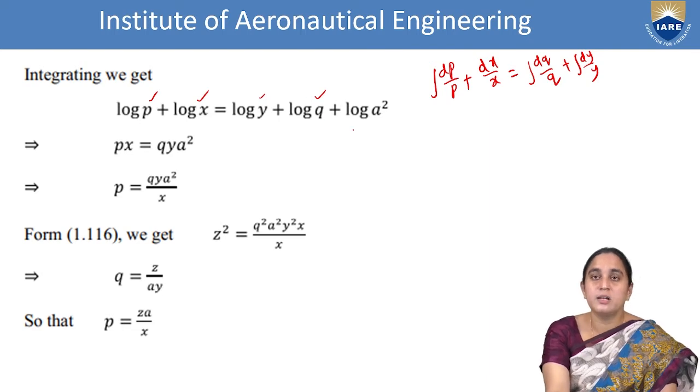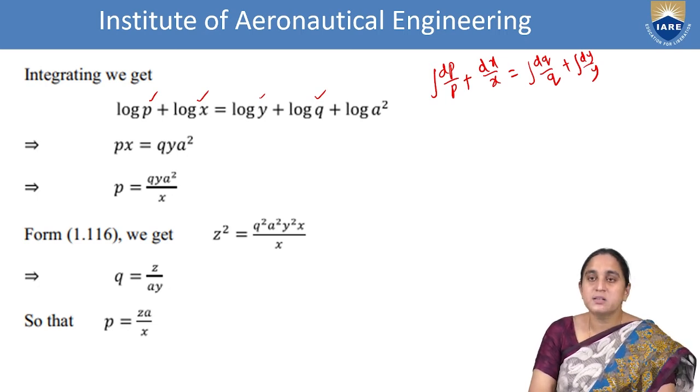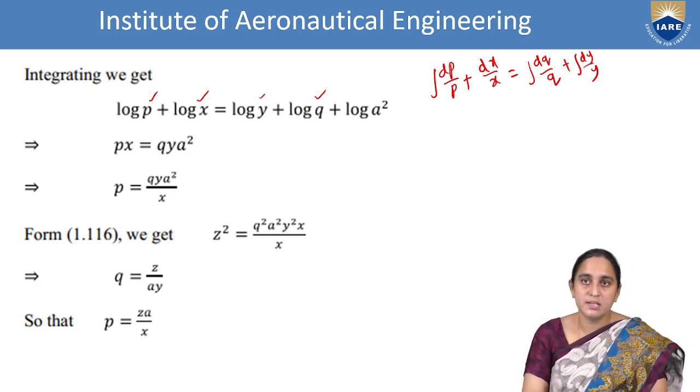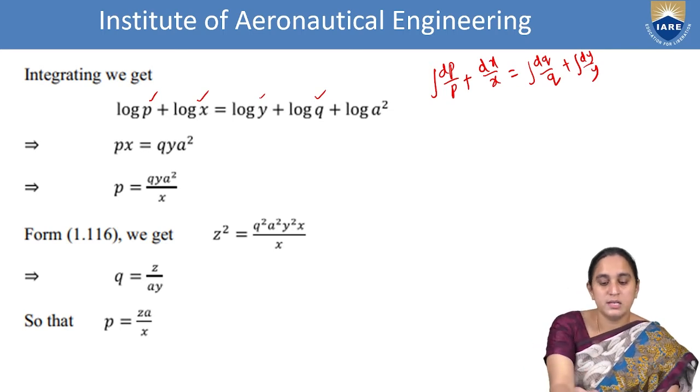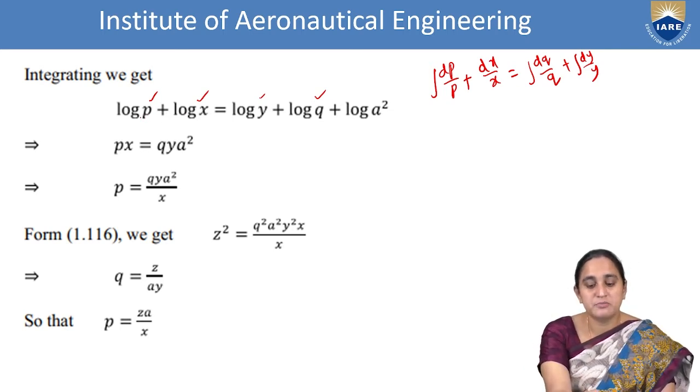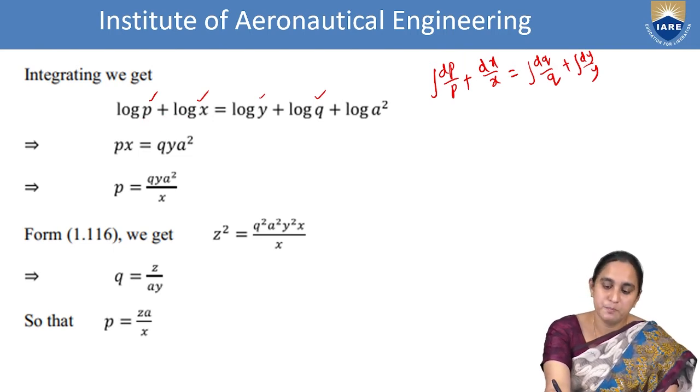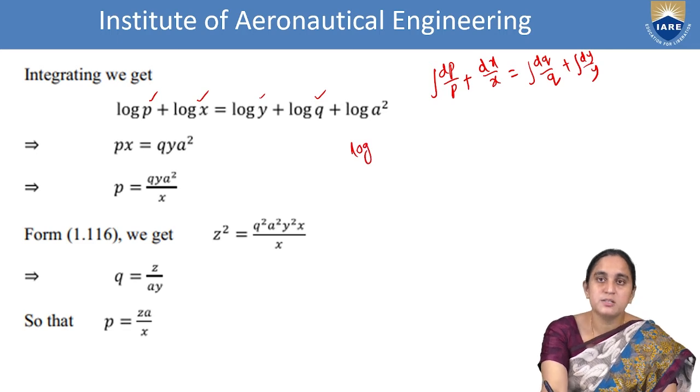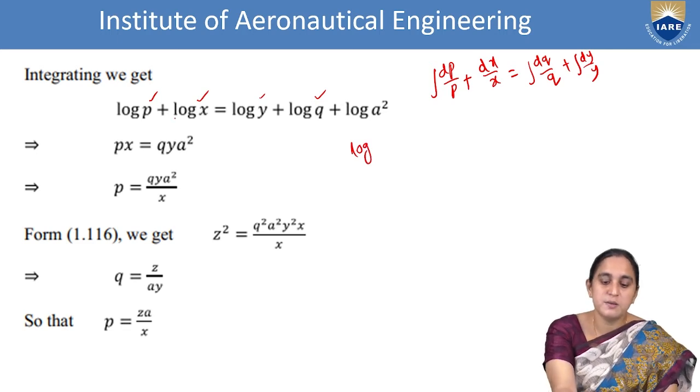Okay, these are all in logarithmic terms. That's why I'll take the constant also in terms of logarithmic, that is plus log a square. Okay, next step, after the integration, the LHS side is in the form of the log m plus log n formula, that is log mn. That means log p plus log x is log px.